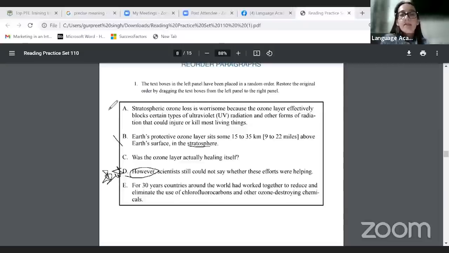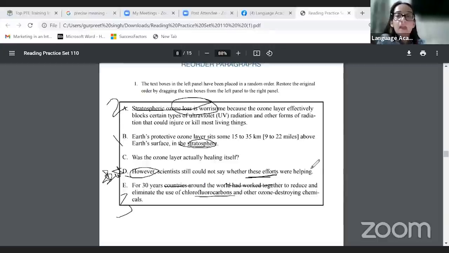What is your topic about? There is a problem. Stratospheric ozone loss is worrisome because the ozone layer effectively blocks certain types of UV radiation and other forms of radiation that could injure or kill most living things. So you first said that it is in the stratosphere, and then you say the stratospheric ozone loss is worrisome. This is the problem. And then you have these efforts. So you first find out the efforts. For 30 years, countries around the world had worked together to reduce and eliminate the use of chlorofluorocarbons and other ozone-destroying chemicals. These are the efforts. However, scientists still could not say whether these efforts are helping. You just mention that, and then only you can say these.